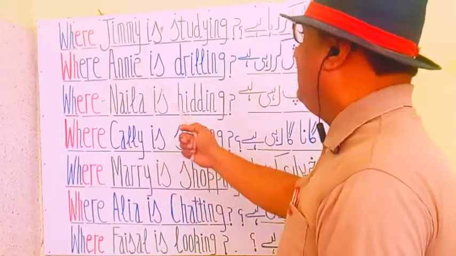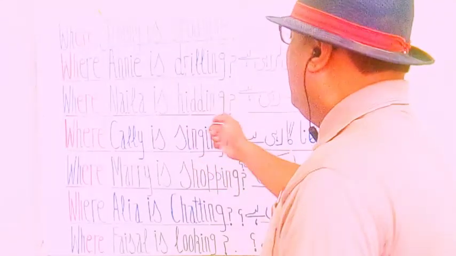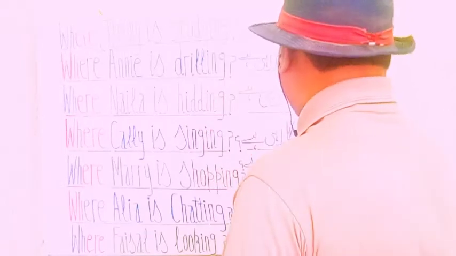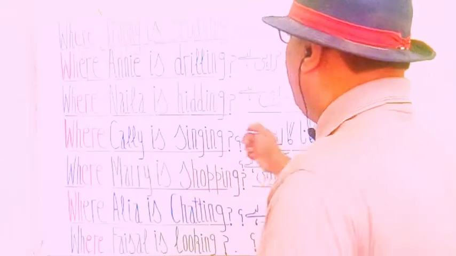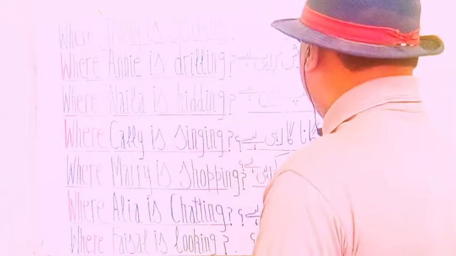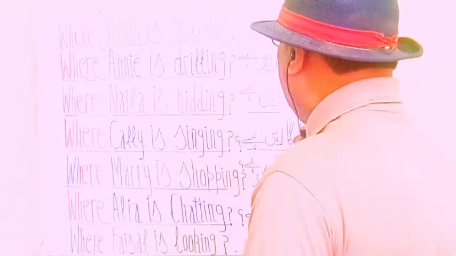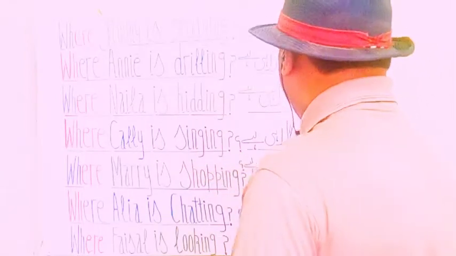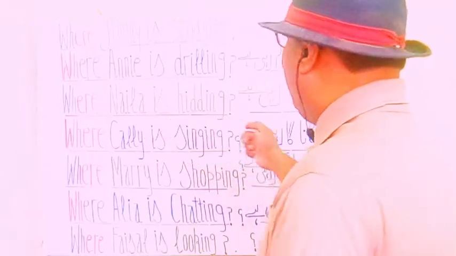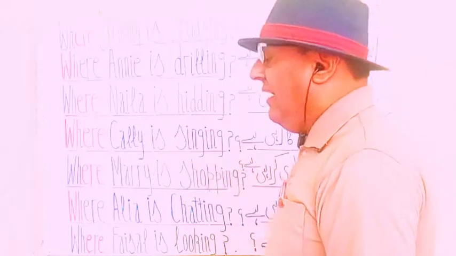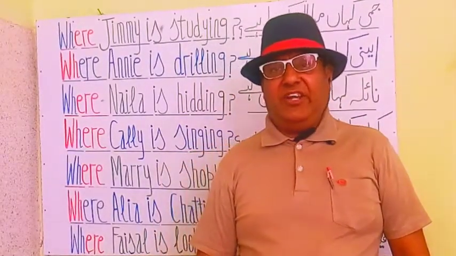The first one is where Jimmy is studying. Where Jimmy is studying? Jimmy कहाँ मुतालिया कर रहा है. Where Jimmy is studying? Jimmy कहाँ मुतालिया कर रहा है. Where Jimmy is studying?